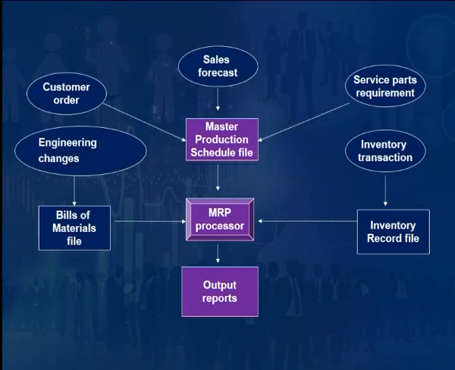Then this data is fed to the MRP processor. The MRP processor also gets data from the bill of materials file and the inventory record file. Finally you get the output reports: how much material and inventory you should have and what kind of materials you should procure. It gives you the list of all the materials including their schedules. I hope this has given you an overall overview of MRP systems. We will talk about further details of MRP systems and MRP II systems subsequently. So thank you.